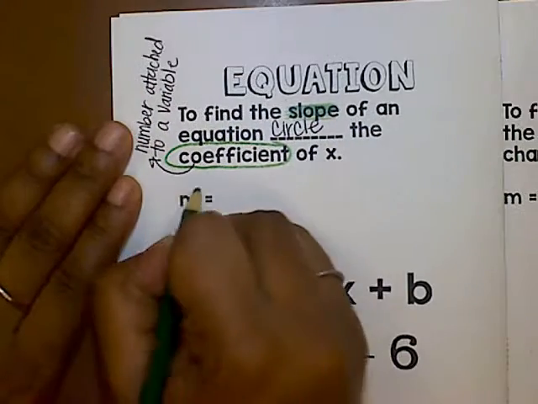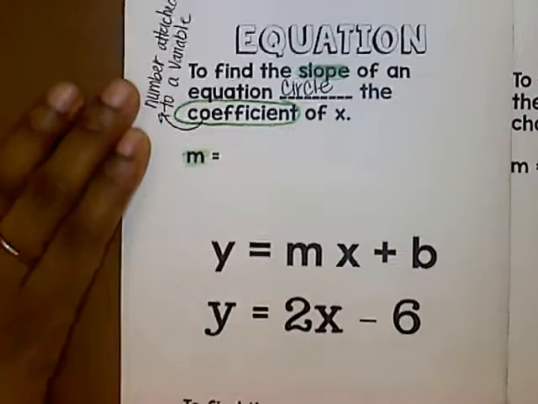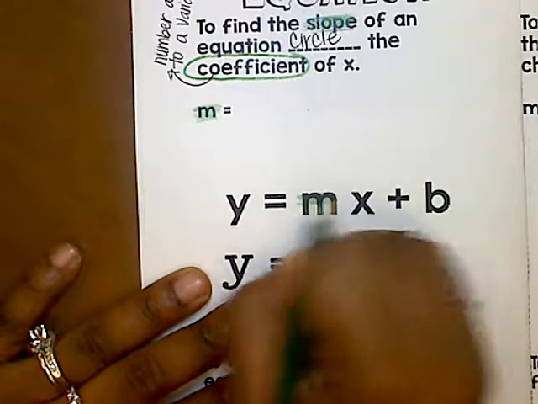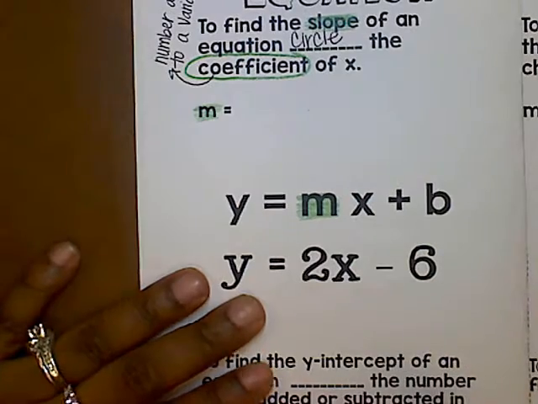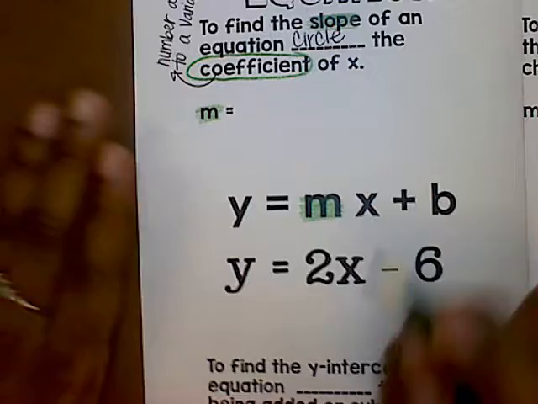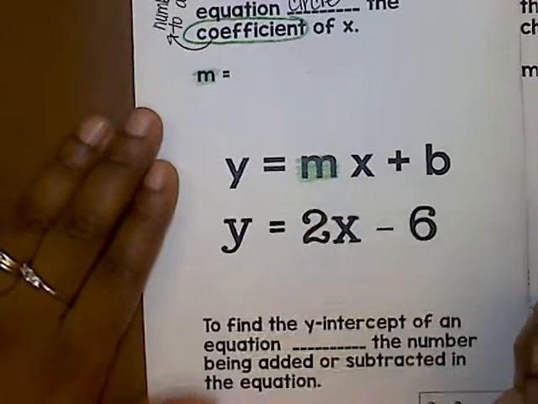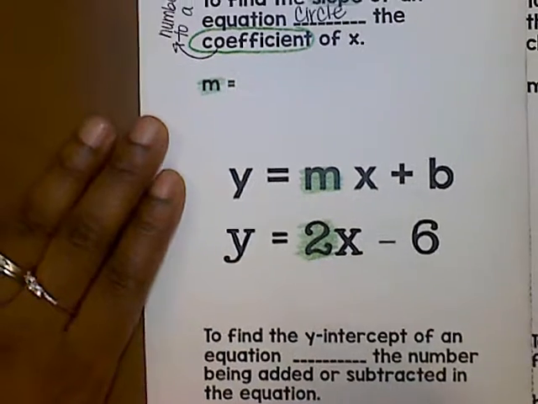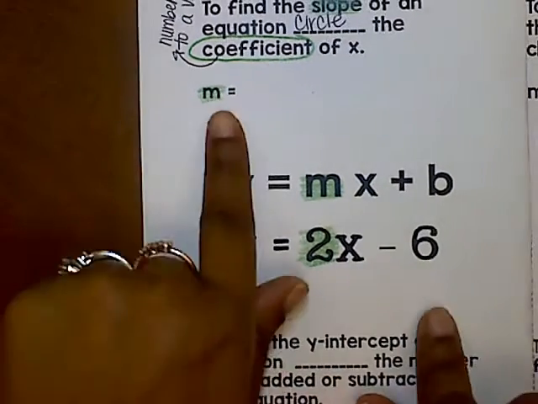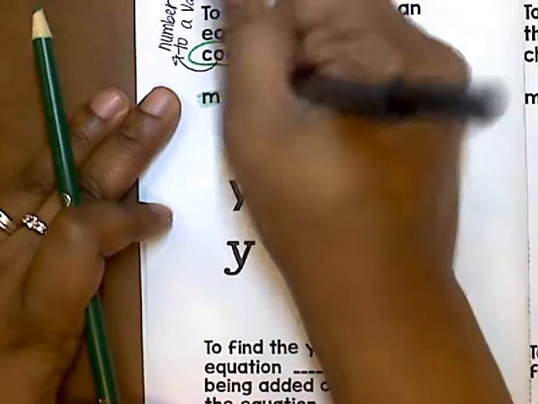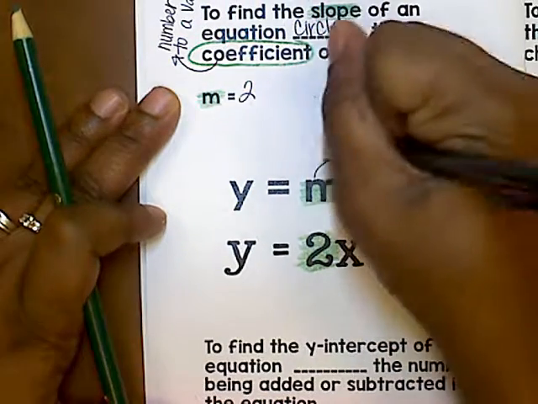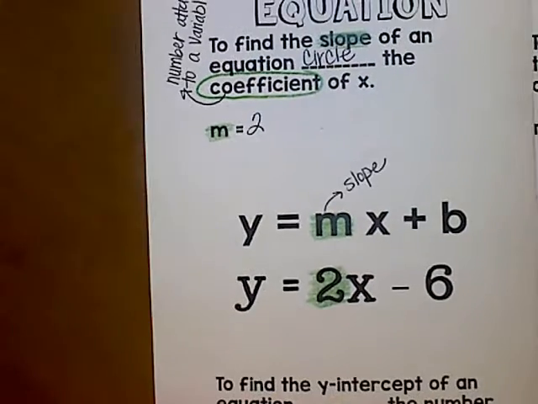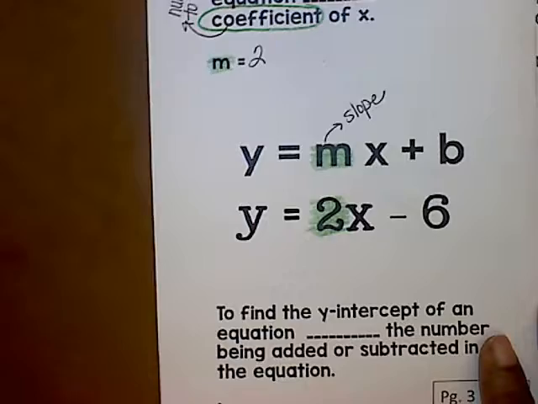Remember, m is another name for slope. And in our equation, y equals mx plus b, m is our slope, and it's always attached to our x. So in this case, in y equals 2x minus 6, 2 is the coefficient. It is attached to x. So therefore, our m is just 2. Remember, m is our slope. So 2 is our m, just by looking at this equation. Okay? So that's how you find your slope.